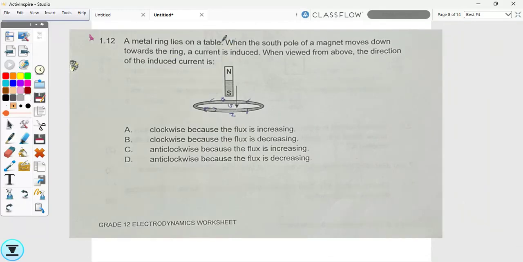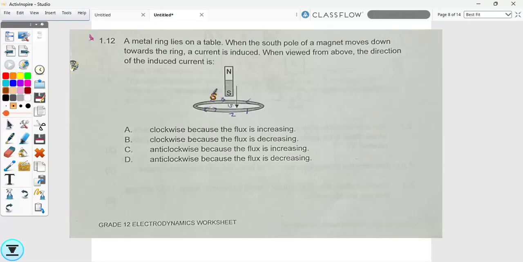Okay, let's look at this one. Metal ring on a table. South pole is moving down into the ring. Current is induced. Closed ring, so there can be a current induced. So this time they are asking us for the direction of the induced current. So yes, we are pushing a south pole in. If we're going according to Lenz's law, the induced current, in this new loop, will form a new magnetic field to oppose the change in magnetic flux. So we're pushing a south pole in. What will oppose that? What must we form at the top?